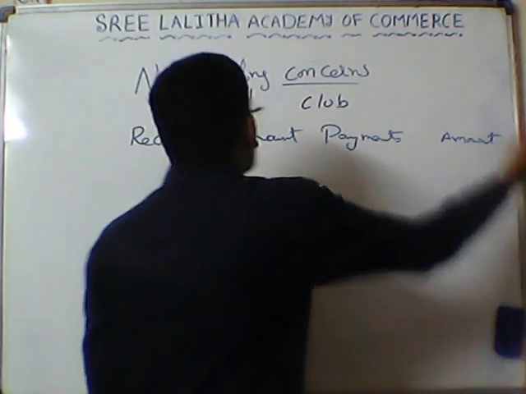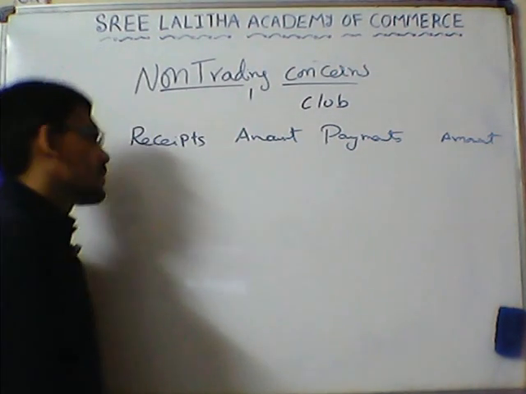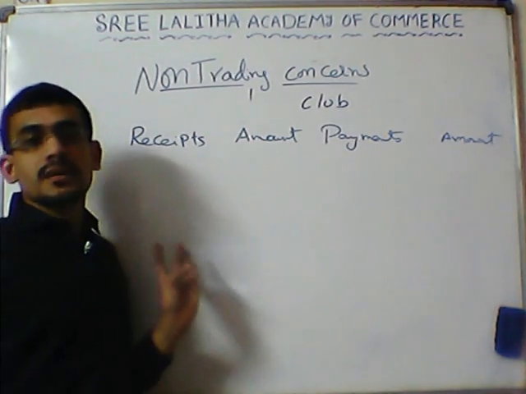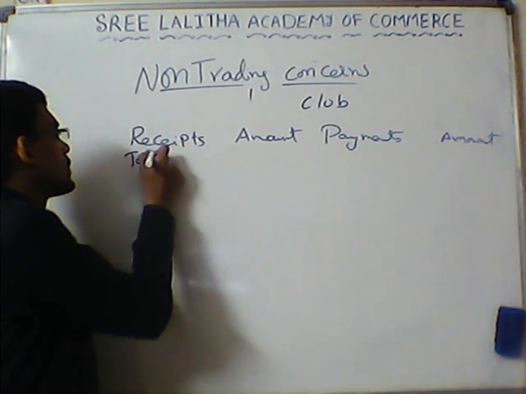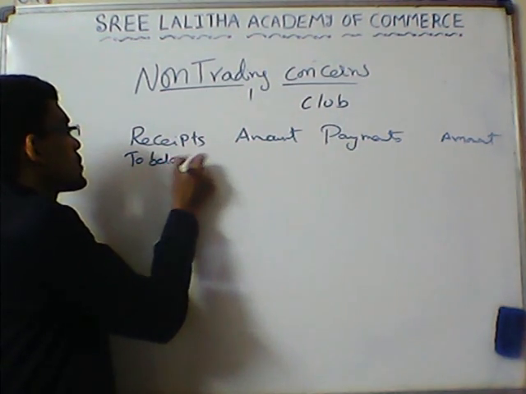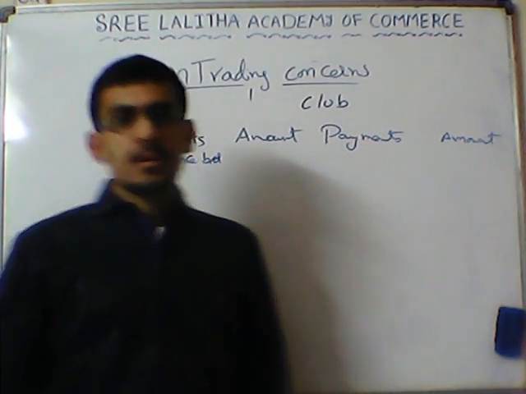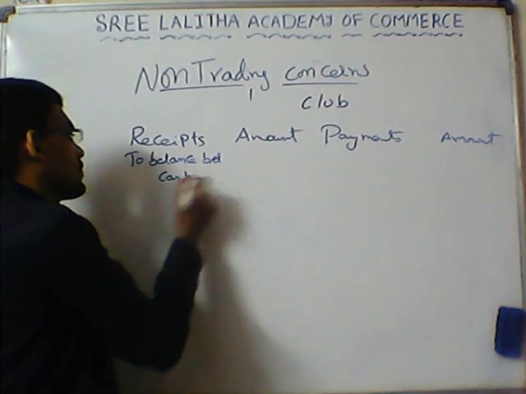So these are the 4 columns which you are supposed to prepare. Now, cash book, what you do? To balance brought down. That's the first thing I am starting with in the receipts and payments account. To balance brought down. This includes both cash balance and bank balance. So balance brought down, say cash, bank.